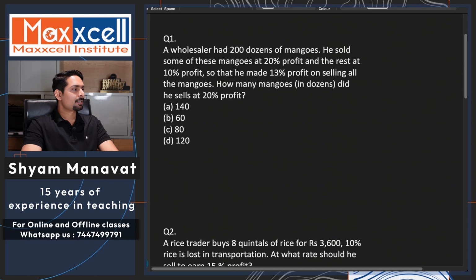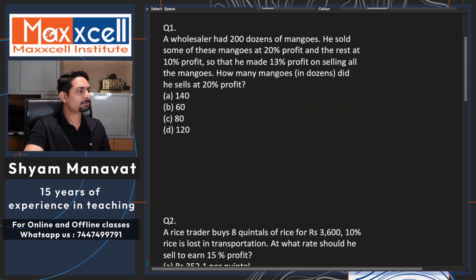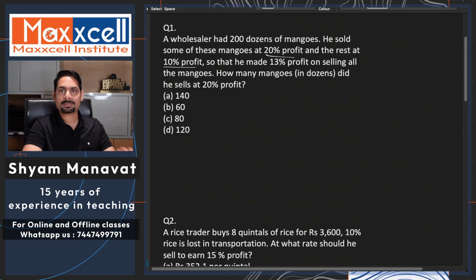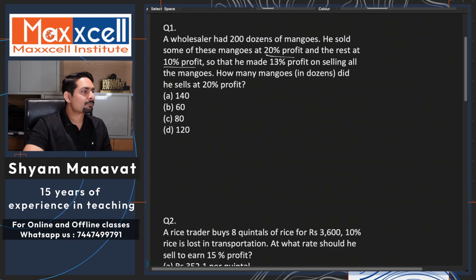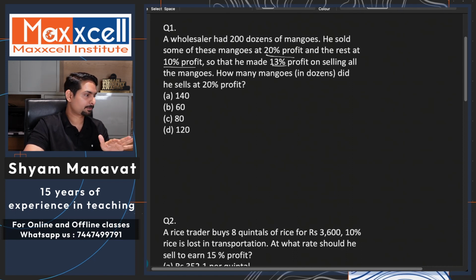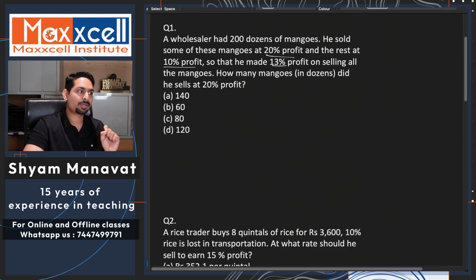Now question number 1. A wholesaler had 200 dozens of mangoes. He sold some of these mangoes at 20% profit and the rest at 10% profit. So 20% and 10%. And in the overall trade he made 13% profit on selling all these mangoes. How many mangoes in dozen did he sell at 20% profit?